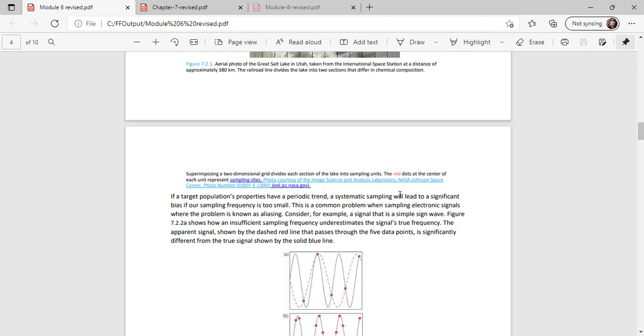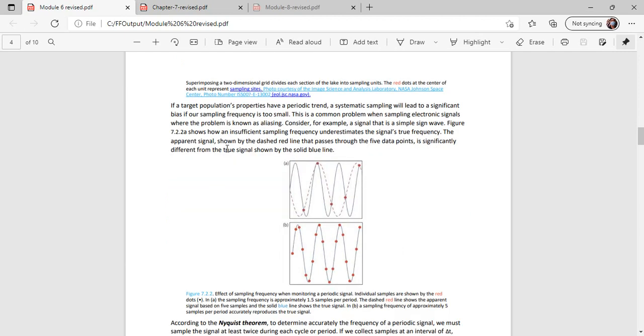If the target population has periodic trends, our sample will lead to a significant bias if our sampling frequency is too small. This is a common problem when sampling an electromagnetic signal, known as aliasing. Considering, for example, the signal of a simple sine wave, as shown here.